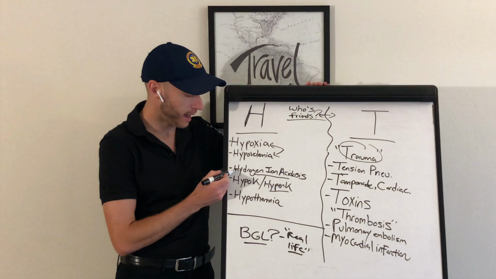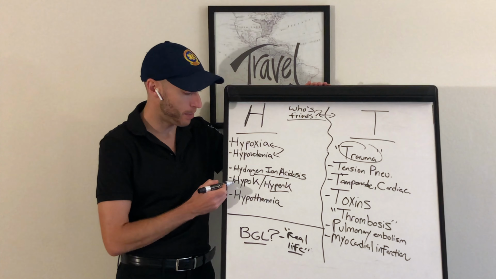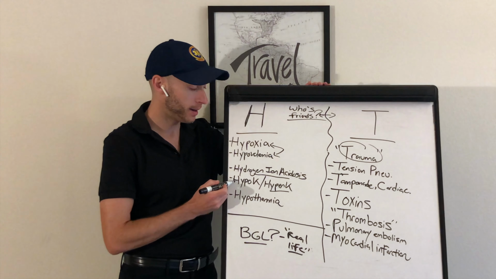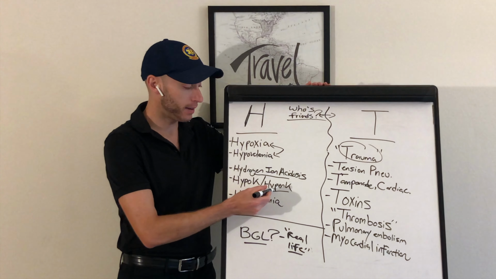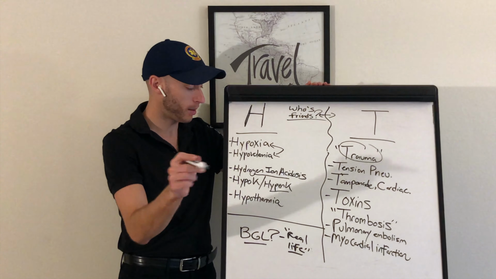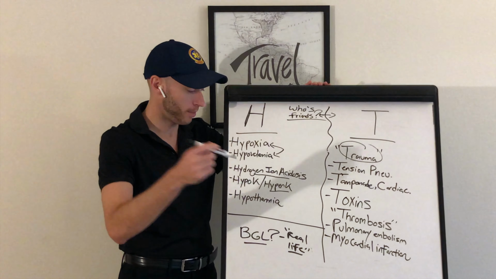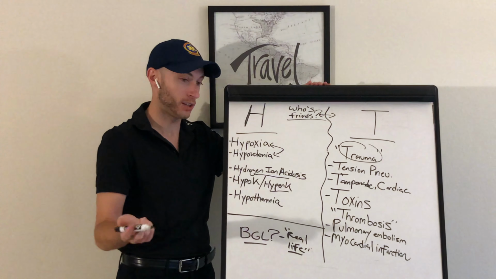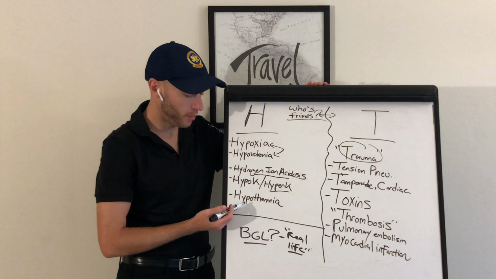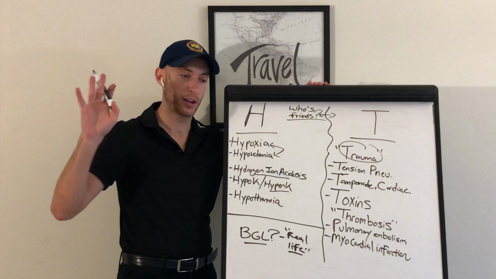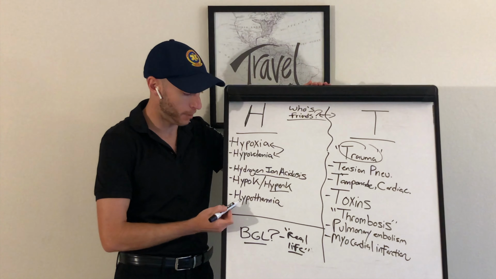Now, next is hydrogen ion acidosis and hypo or hyperkalemia. Well, part of hyperkalemia treatment is sodium bicarb. Hydrogen ion acidosis treatment is sodium bicarb. So think about them as friends. They get treated the same way. Hypothermia is an island by itself. Think cold and alone. Okay, hypothermia.